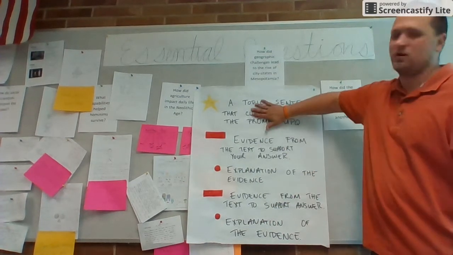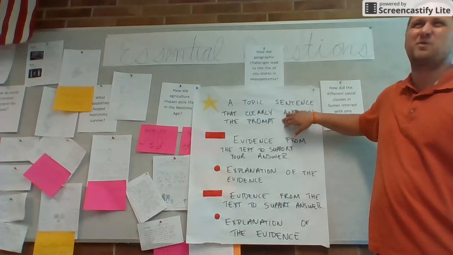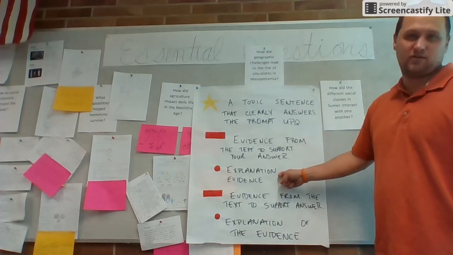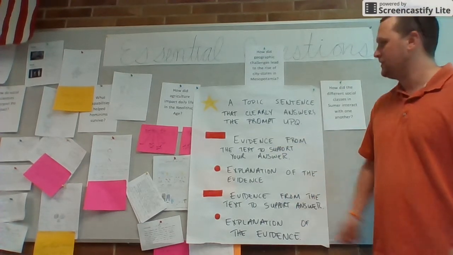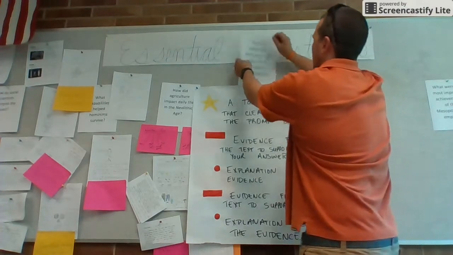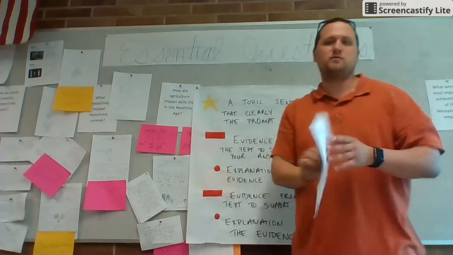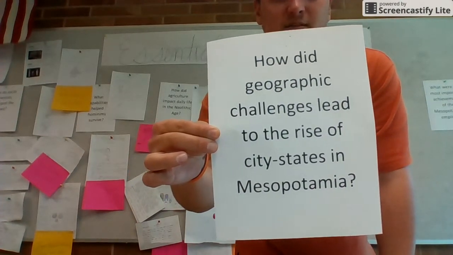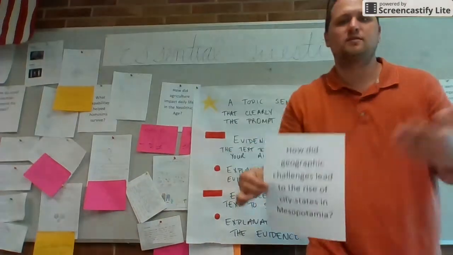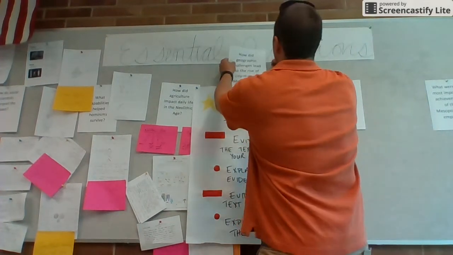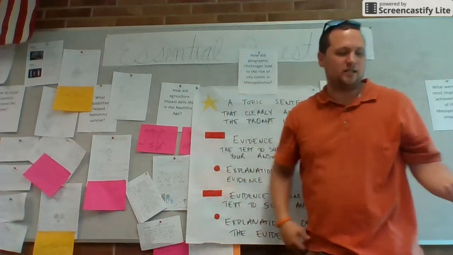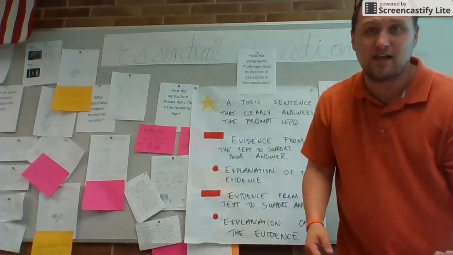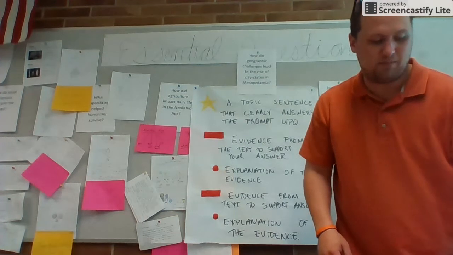So again, you start with a topic sentence, the star idea, where you use part of the question. Then you use an example or some evidence. You explain your evidence, and then you do that again. So I took the question that we went over a few weeks ago: how did geographic challenges lead to the rise of city-states in Mesopotamia? That's a complicated question. It's asking how the earth and the things related to nature impact the way that people live there.